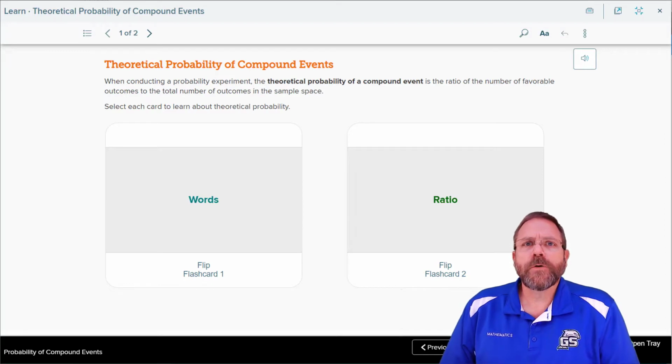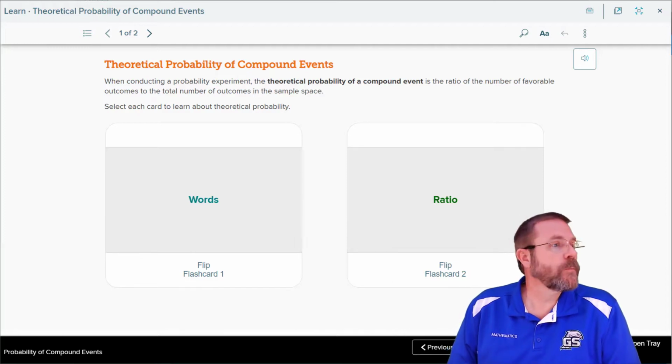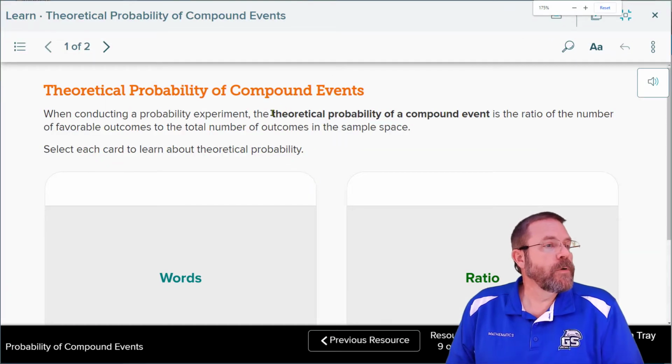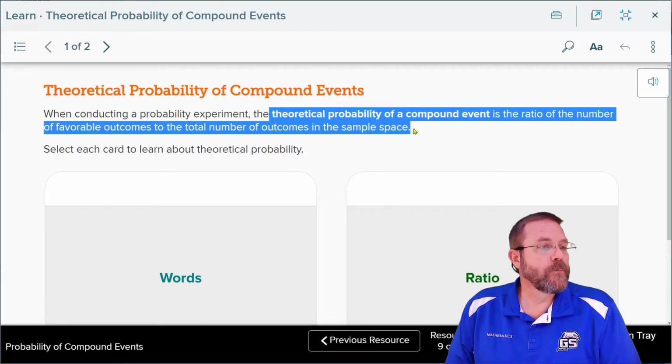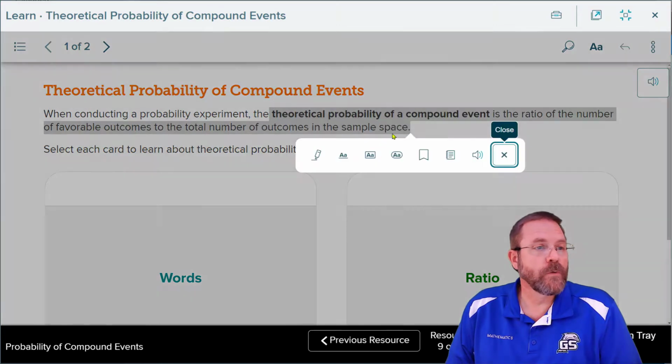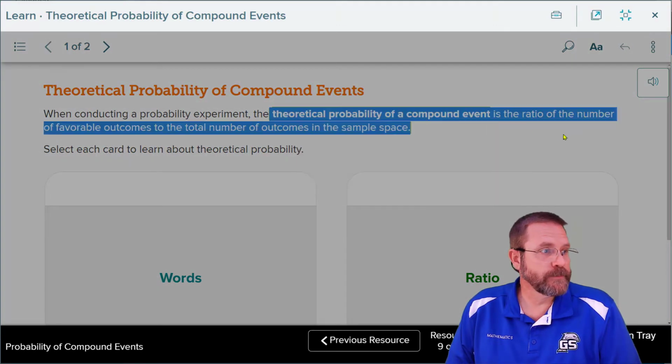Welcome back to part two of Module 10, Lesson 5, where we continue our study into the probability of compound events. When conducting a probability experiment, the theoretical probability of the compound event is the ratio of the number of favorable outcomes to the total number of outcomes in the sample space.